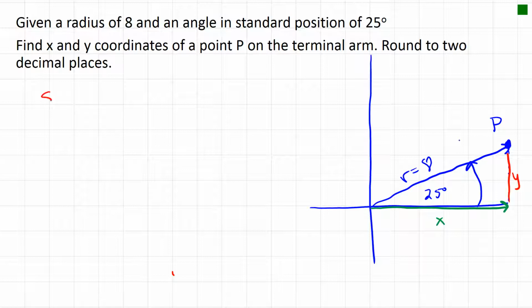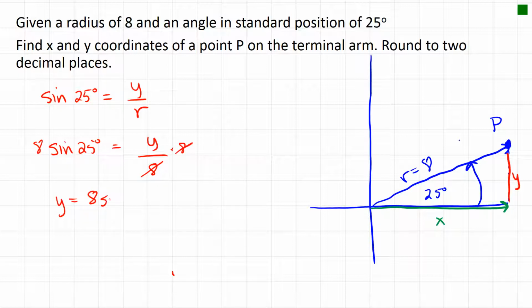And if we are using the SOHCAHTOA or our definitions that we just learned related to y, x, and r, we know that the sine ratio of 25 degrees is y over r. So the sine of 25 degrees is the y value, which we don't know, over the radius, which was 8. So multiply both sides by 8. Cancel on the right, and you have y equals 8 sine 25 degrees. And if you use your calculator, you should get an answer of 3.38 units.